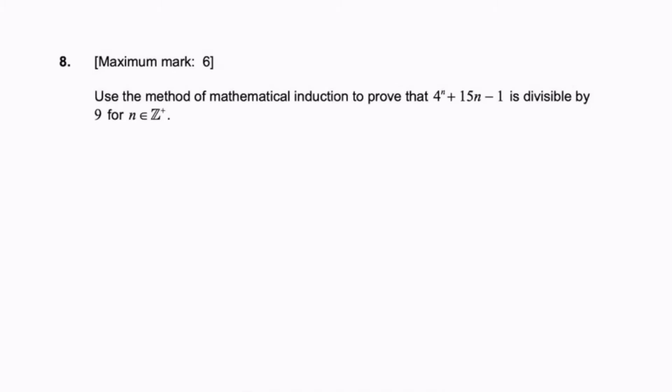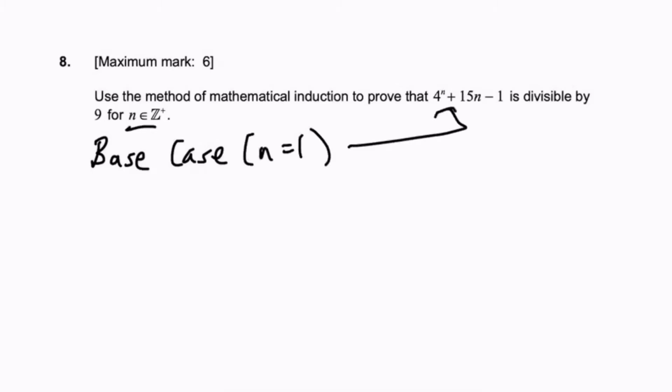Before we can actually use that tip, we first have to tackle the base case. Remember, our base case is where we take the lowest possible value of n, and that value is 1 because 1 is the smallest positive integer. We substitute that into our original expression. Doing so gives us 4 to the first, which is just 4, plus 15 times 1, that's 15, minus 1, and we're left with 18. Clearly 18 is divisible by 9, so our base case is satisfied.